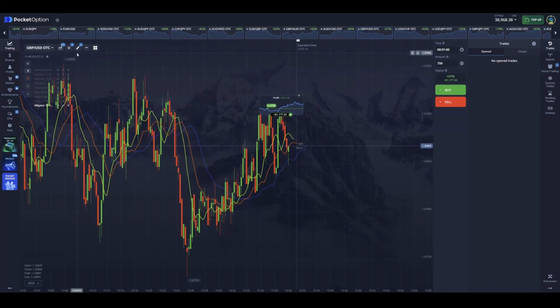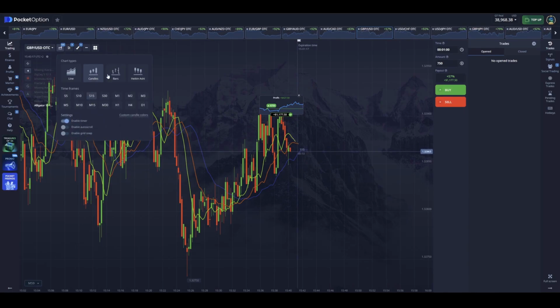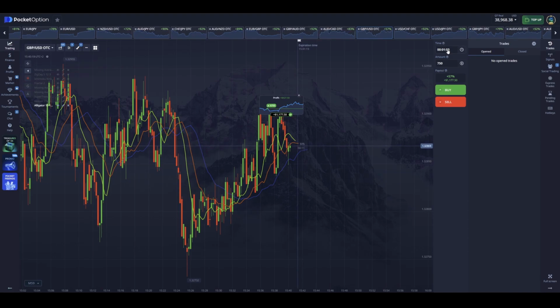Regarding the settings, again, for both the OTC market and the regular one, you can use a universal strategy. These are 15-second Japanese candlesticks and a 1-minute trade duration. That'll work fine. We figured out indicator number 2. Now let's move on to indicator number 3.